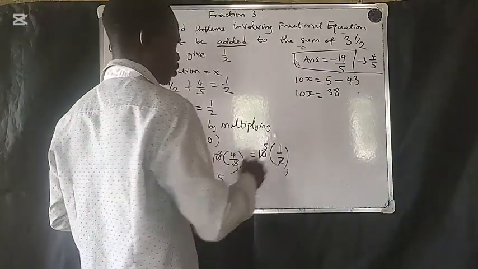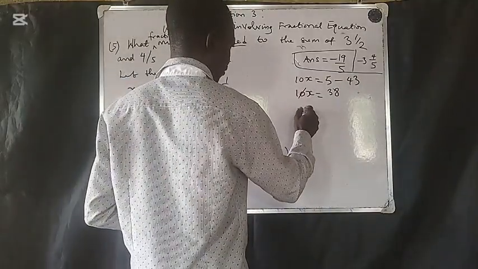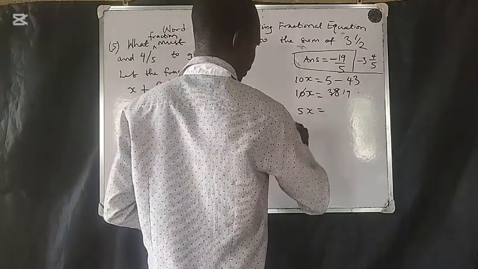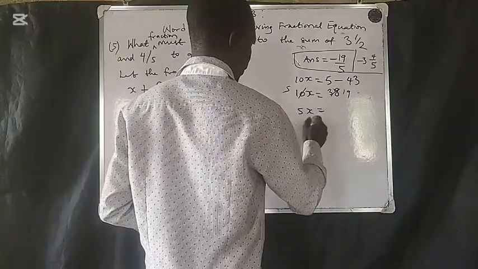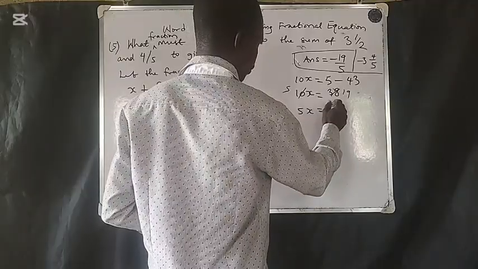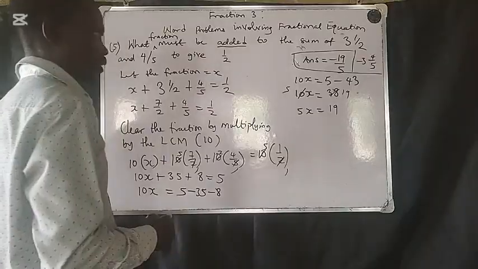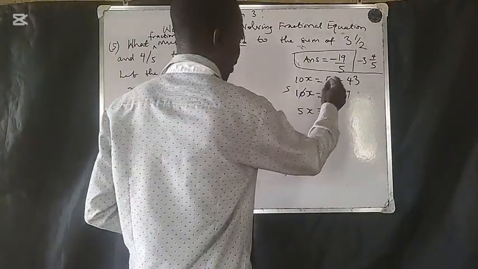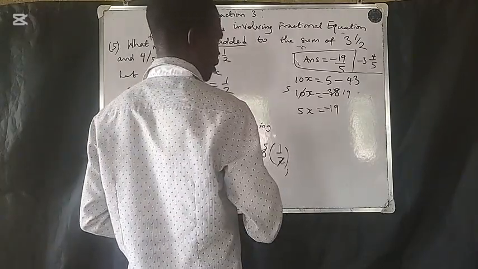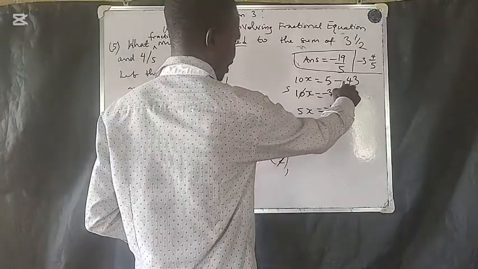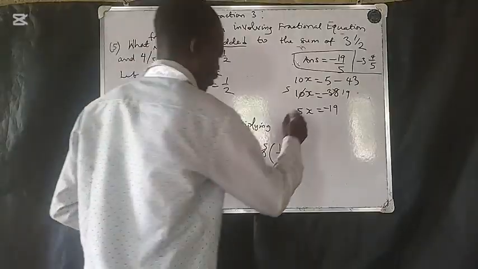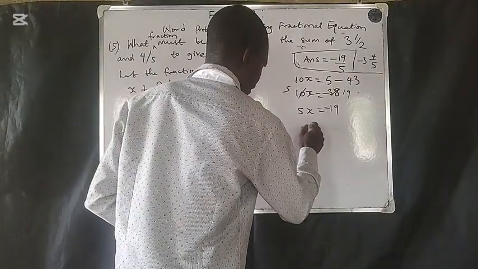So 2 can go into both. 2 into 10 is 5, and 2 into 38 is 19. So let's not forget our minus: it becomes minus 38 over minus 19, because we are using 5 to reduce the negative. The negative remains 38. So we divide both sides by 5 to get our x.